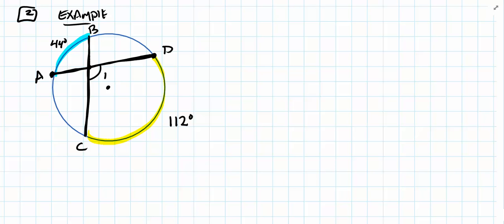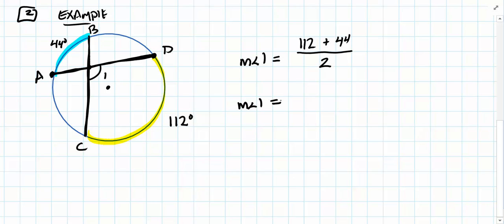So angle 1, right? Angle 1 is not a central angle. It's not on the circle itself, right? It's somewhere in between. So we can find angle 1 by taking the average of the intercepted arcs. So the measure of angle 1 would have to be 112 plus 44, then divided by 2, the average of the two intercepted arcs. So what's 112 plus 44? Okay. So therefore the measure of angle 1 would have to be 78 degrees. So this angle here is 78 degrees.